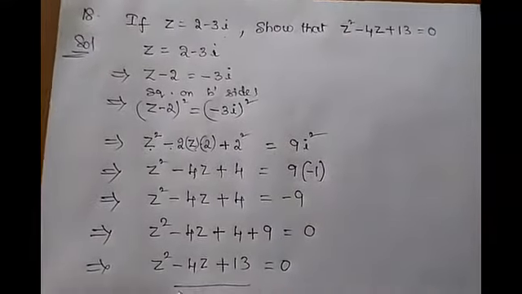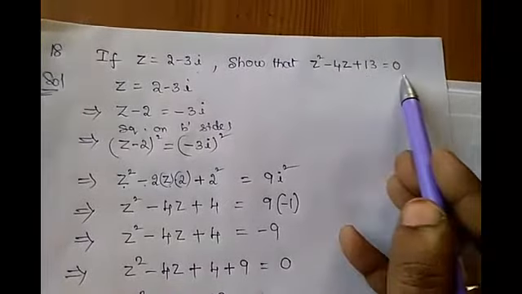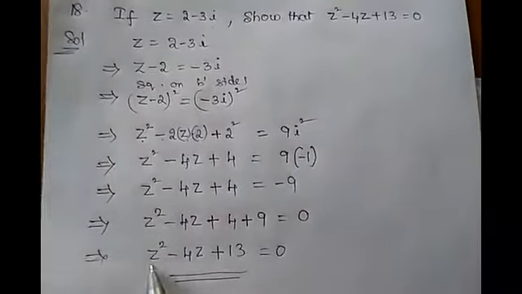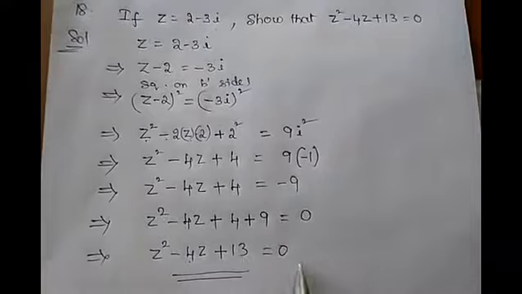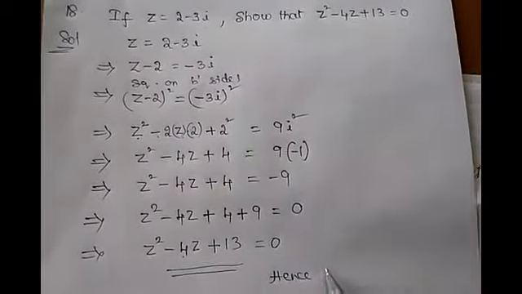This is z square minus 4z plus 13 is equal to 0. Here we got z square minus 4z plus 13 equal to 0. Hence the problem.